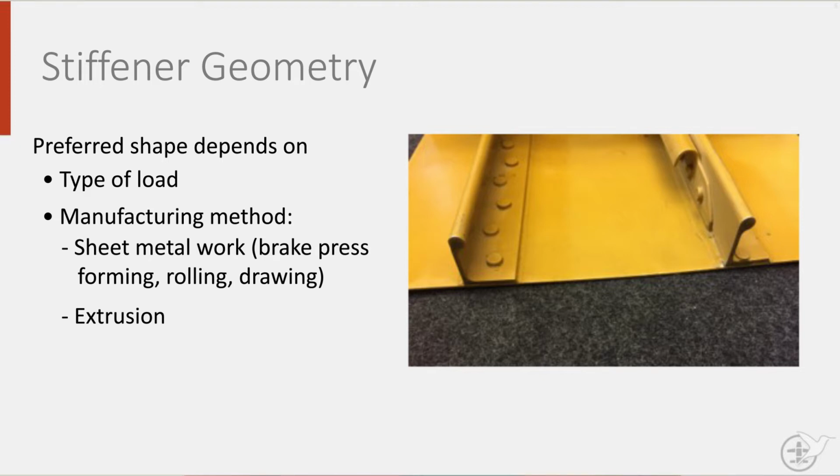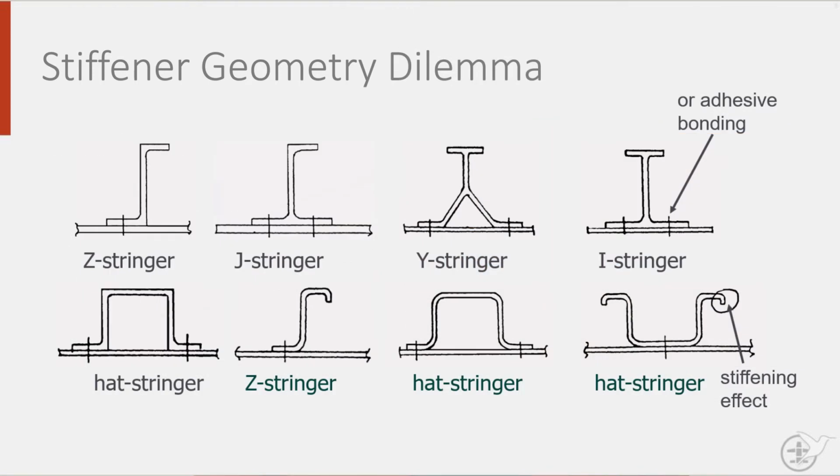Now it's your turn. Please select the stiffener geometry for the upper and lower side of an aircraft wing from the options given here. Which of these stiffeners would you choose and why? You have as options a Z, a J, a Y and an I, a hat, a more curvy Z, a more curvy hat and an inverted hat stringer. Pause the video here and think. Difficult choice, eh? Let me take you through the answers, starting with the upper wing panels.